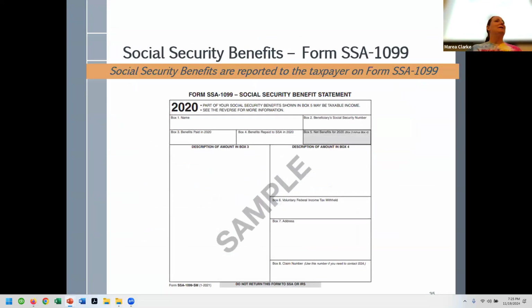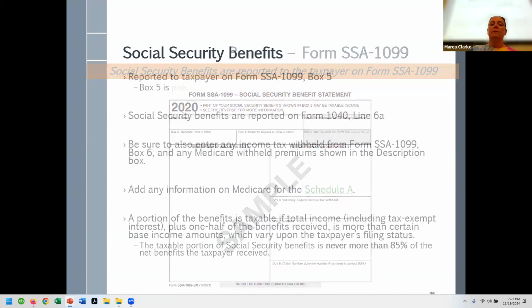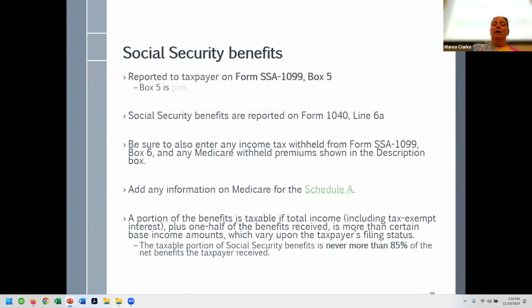All right, Social Security benefits. If you are here in the US and you work long enough, you can retire and get Social Security benefits. A portion of those can be taxable based on your total income. It's the easiest way to say. This is what that form looks like. Obviously, this is a very old one, but that's what that form looks like.